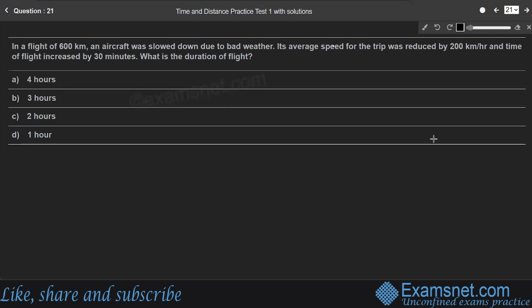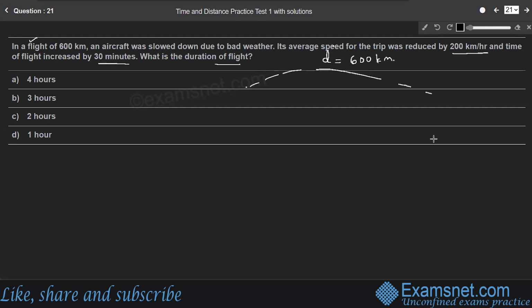Question 21. In a flight of 600 km, an aircraft was slowed down due to bad weather. Its average speed for the trip was reduced by 200 km per hour and the time of flight increased by 30 minutes. What is the duration of the flight? In a flight of 600 kilometers, the total distance D is equal to 600 kilometers. This distance needs to be covered.